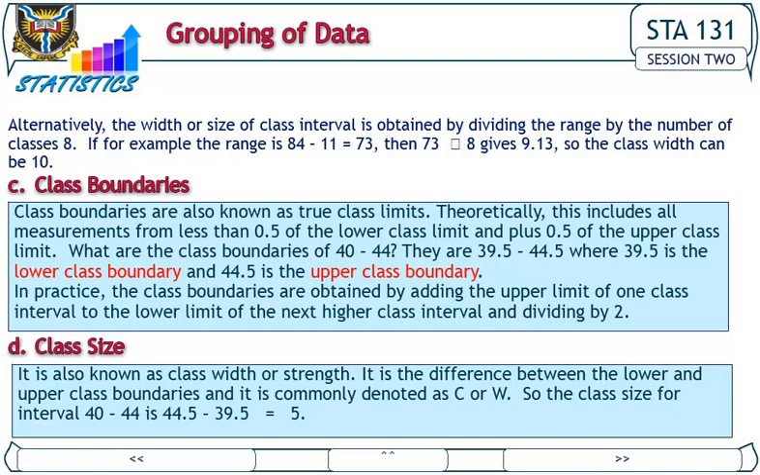In practice, the class boundaries are obtained by adding the upper limit of one class interval to the lower limit of the next higher class interval and dividing by 2. D. Class size. It is also known as class width or strength. It is the difference between the lower and upper class boundaries, and it is commonly denoted as C or W. So the class size for interval 40 to 44 is 44.5 minus 39.5, which is equal to 5.